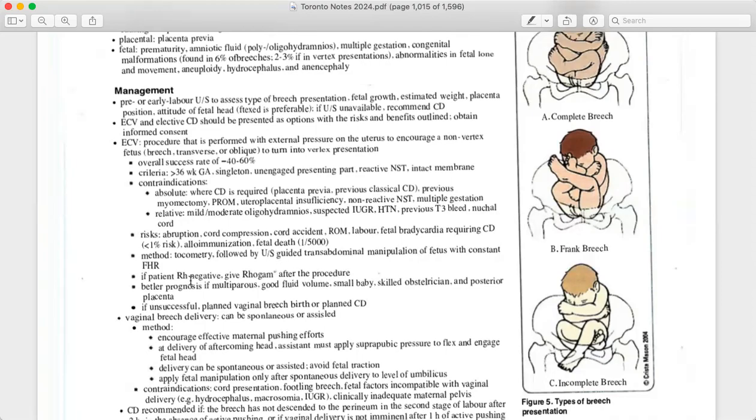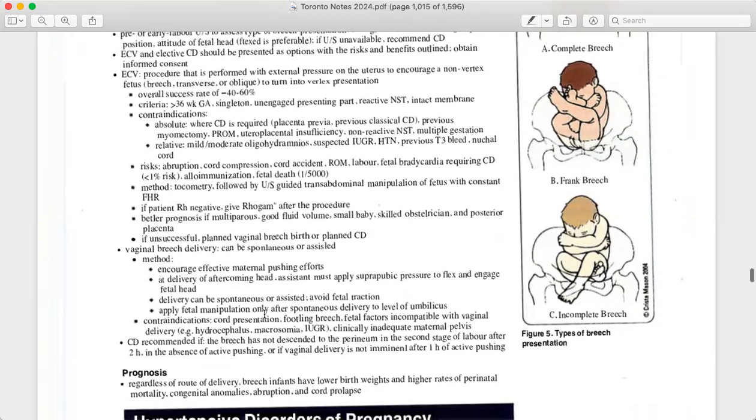If the patient is Rh negative, then definitely give RhoGAM. Please do not miss RhoGAM. It's very, very important in obstetrics. Then better prognosis if multiparous. If unsuccessful, planned breech delivery right away. That's what you can do.